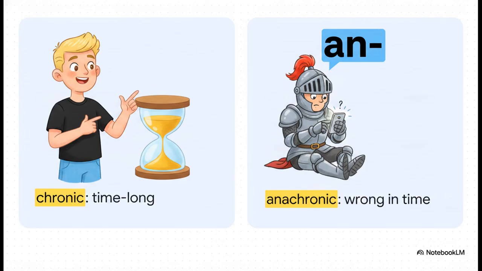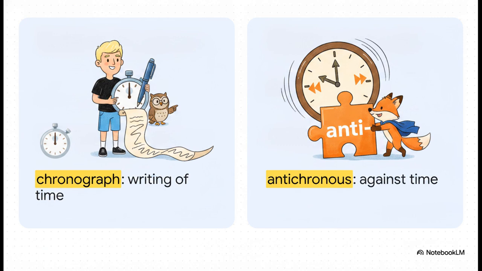If we just attach the prefix "an" to the front, which means not or against, we get anachronic. This flips the meaning entirely to something that is wrong in time or not in time order. Just 2 little letters at the front completely reverse the direction of the whole word. It's a real game changer. Let's try another one. The prefix "anti" creates antichronous, meaning actively against time order.